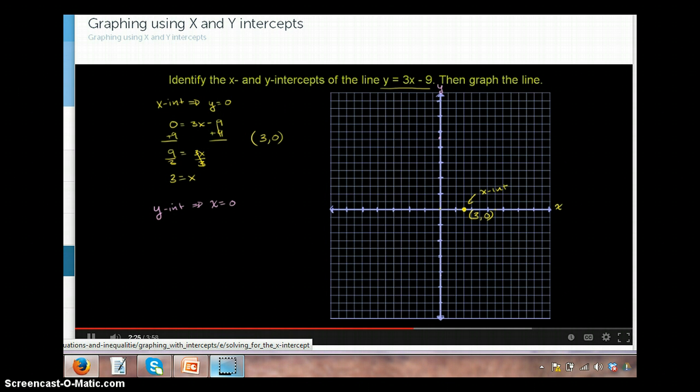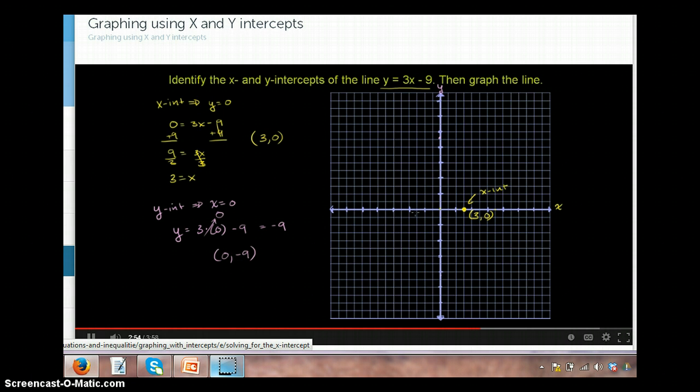Now we do the opposite for the y-intercept. In the y-intercept, we're sitting on the y-axis, so the x value must be 0. So let's figure out what y is equal to when x is equal to 0. So y is equal to 3 times 0 minus 9. Well, 3 times 0 is just 0. So 0 minus 9 is equal to negative 9. So we have the point (0, negative 9).